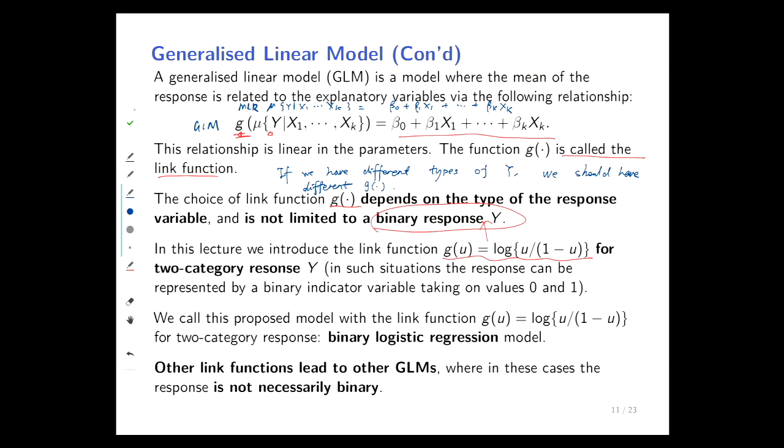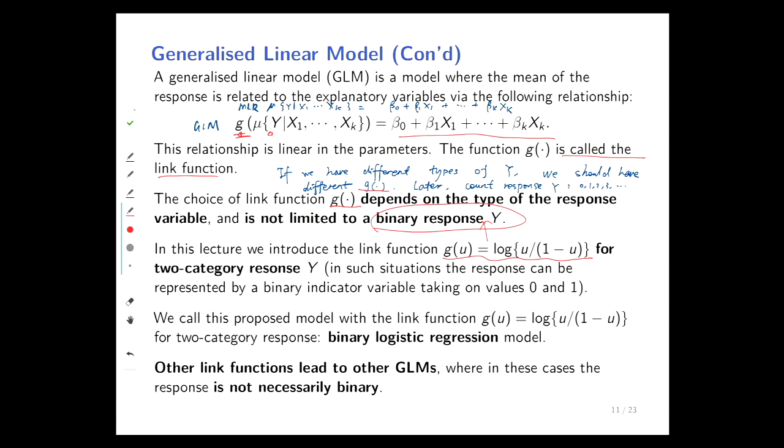In a later lecture, I'm going to talk about the count response. What's the meaning of a count response? For instance, how many students show up in this lecture theater? If we have 0, 1, 2, 3, 4, 5, this kind of count response, we are going to have a totally different g function, but we still call this generalized linear modeling. The modeling is exactly the same, but we have a different link function.